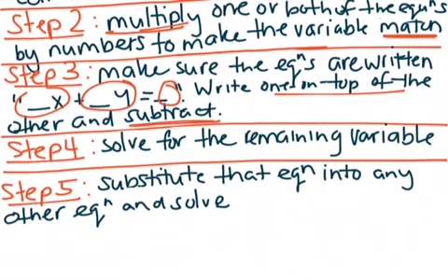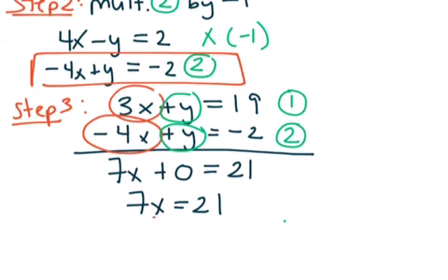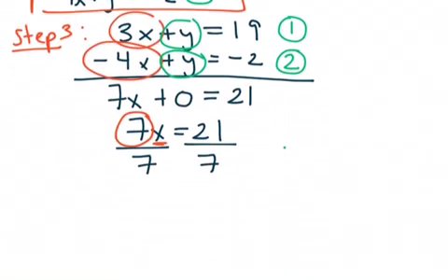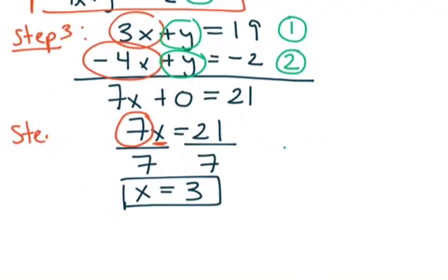Let's take a look at our next step. Step 4 says, solve for the remaining variable. Well, the remaining variable that we have here is x, so we're going to solve for x. We know we have to get rid of this times 7. To get rid of this times 7, all we're going to do is divide by 7. Divide by 7 on the left, divide by 7 on the right. And we're left with x equals 21 divided by 7, which is just 3. All right, this was step 4, by the way. So I'm going to write step 4. And now we're on to our final step.